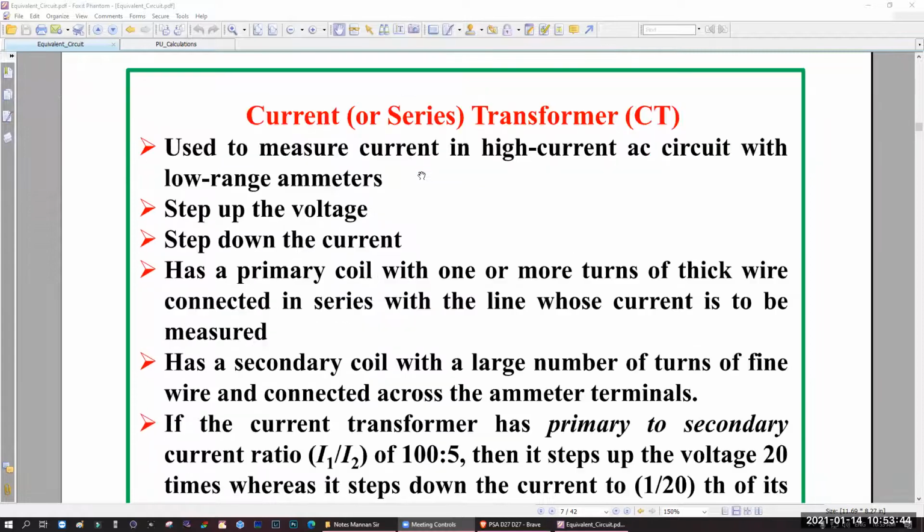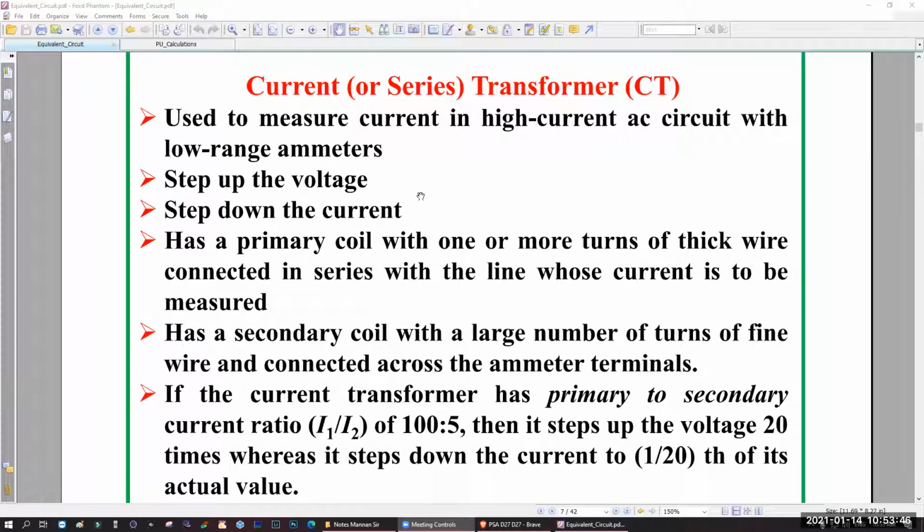Okay, now here, this one you may know or may not know. Current or series transformer, CT. You know it, CT? Yes. Current transformer for measuring the current. Used to measure the current in high current AC circuit with low range ammeter.